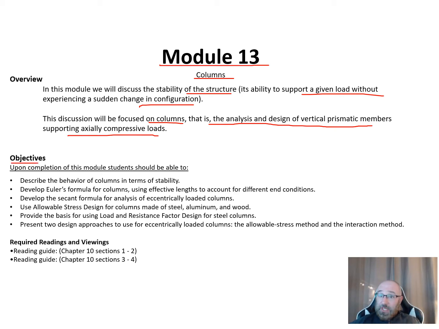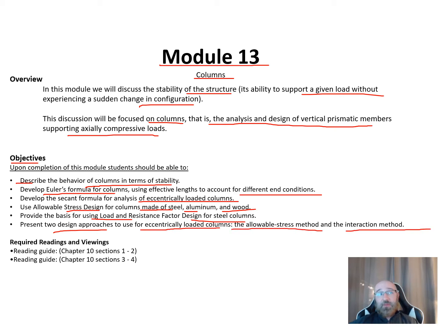Within this module, we have a couple of objectives. Upon the completion of this module, you should have a working knowledge and be able to describe the behavior of columns in terms of stability. Look at Euler's formula for columns using effective lengths to account for different end conditions. Develop a secant formula for the analysis of eccentrically loaded columns. Use the allowable stress design for columns made of steel, aluminum, and wood. Provide a basis for using load and resistance factor design for steel columns, and present two design approaches for eccentrically loaded columns, particularly taking a look at the allowable stress method and the interaction method.